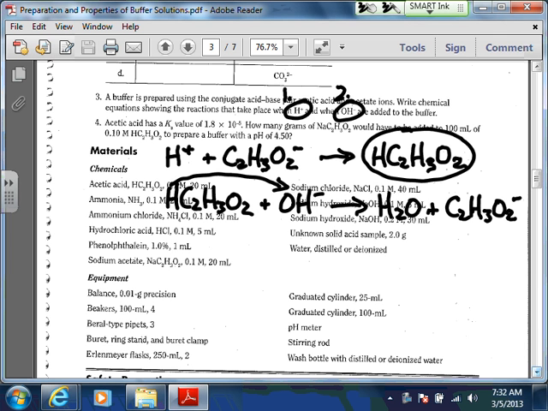Okay, and then likewise on this bottom one, after this acetate ion is created, then a little bit of that is going to pull a hydrogen off of water and make the acetic acid and the OH minus. Okay, so that's what's happening on number 3 here.